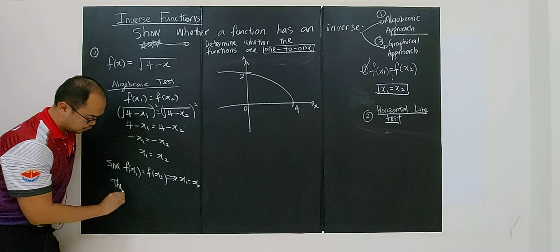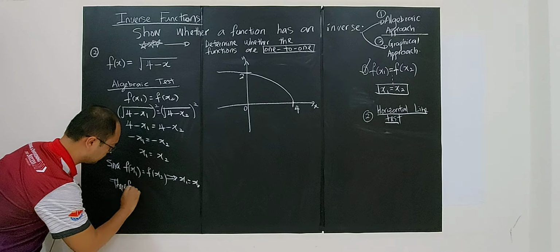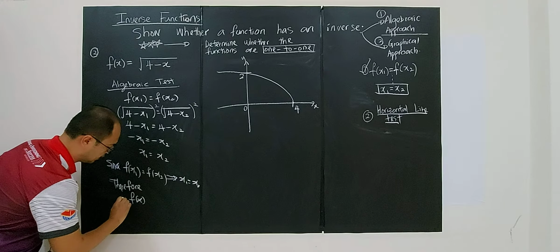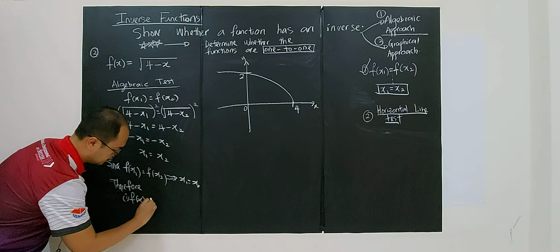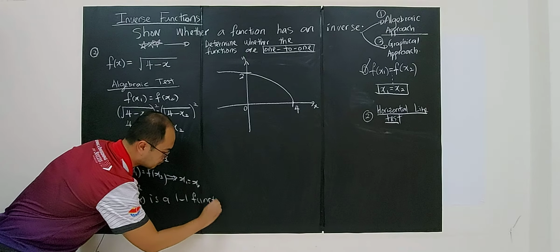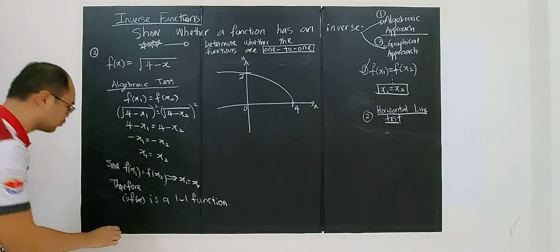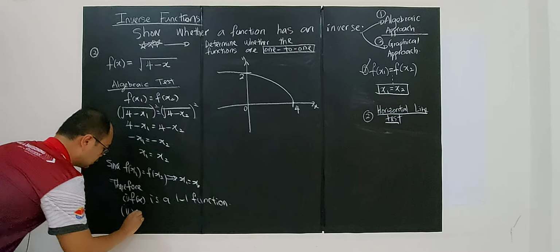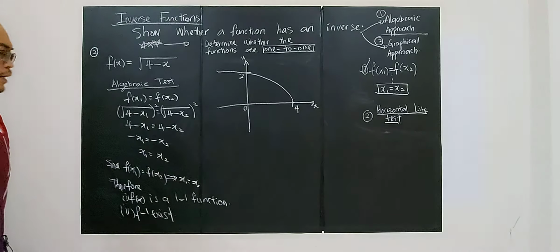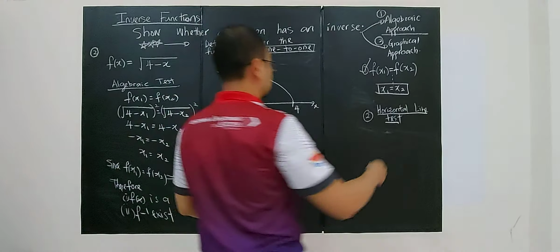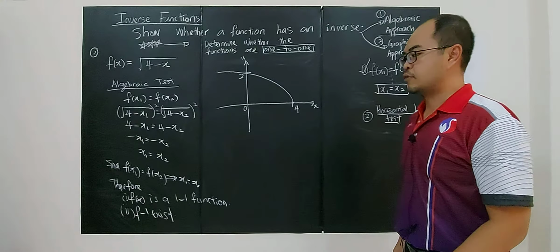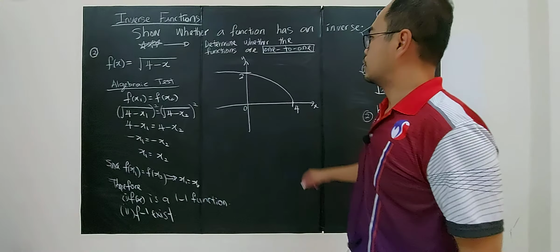Therefore f(x) is a one-to-one function. If this is a one-to-one function, of course, the inverse of f exists, right? Very simple. As long as the algebraic test gives you x1 equals x2, then the inverse of f exists.